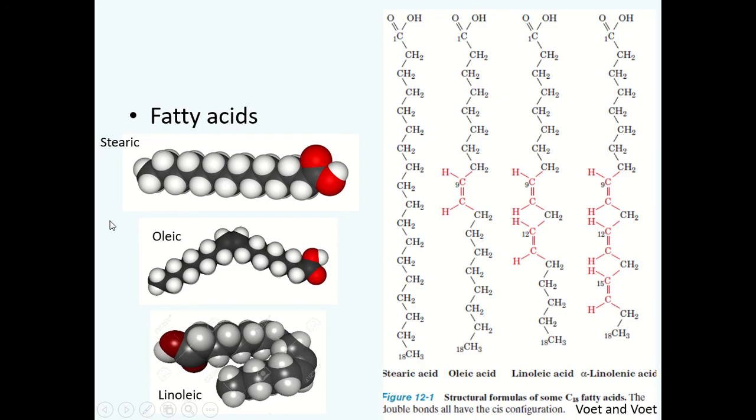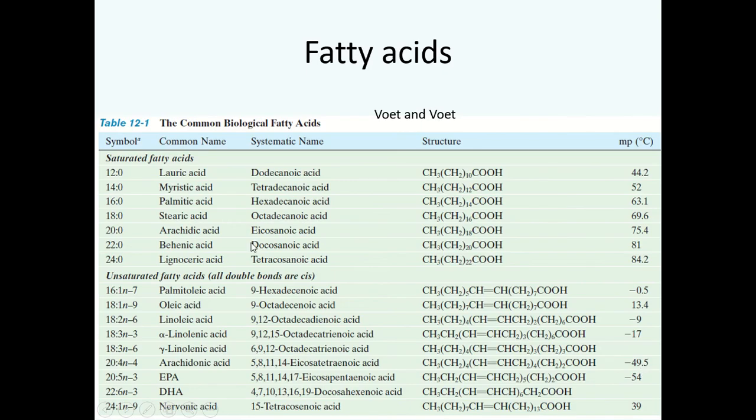You are required to remember the structure of stearic acid, oleic acid, linoleic acid, and alpha linolenic acid. In addition, you're also required to remember the structure of palmitic acid, which is a 16 carbon saturated fatty acid. The structures of these fatty acids are represented in the next column.